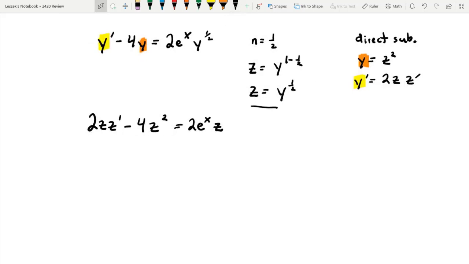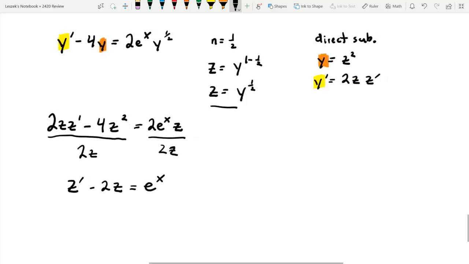All right, so this change of variable for Bernoulli guarantees a first order linear differential equation. To get it in standard form, I'm going to have to divide both sides by 2z. And indeed, we get a first order linear differential equation in z.